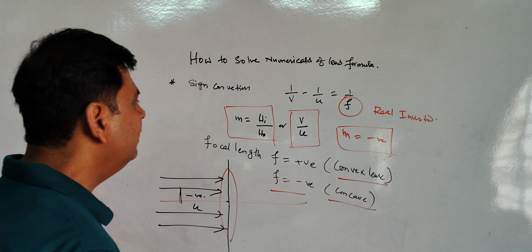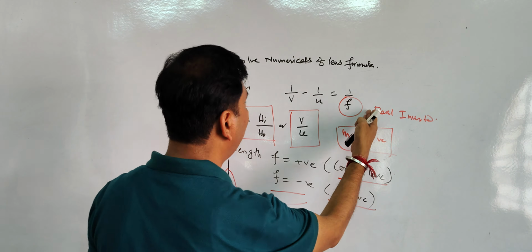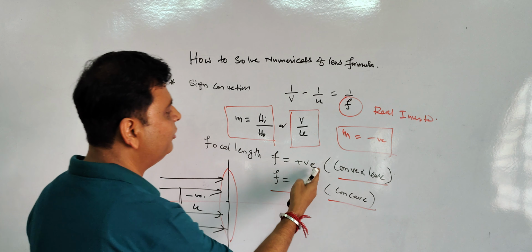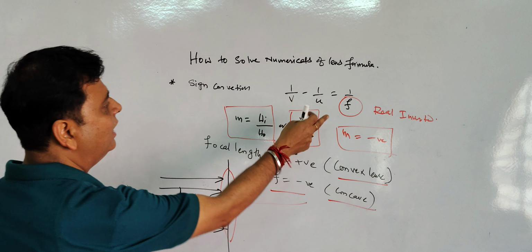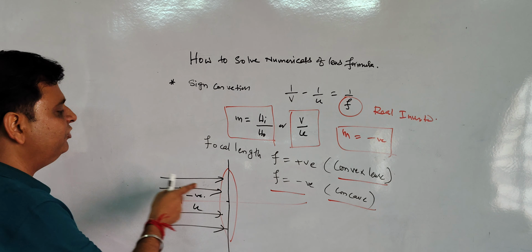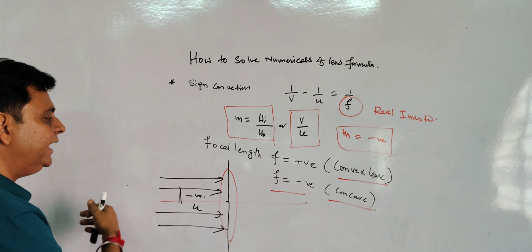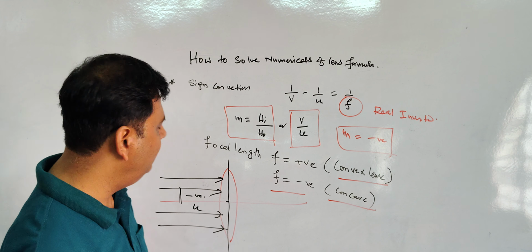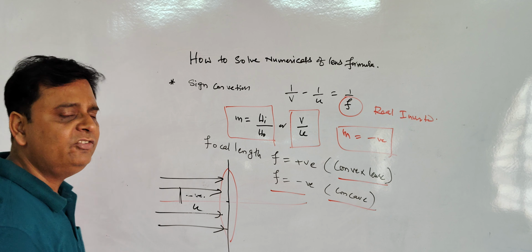Just as I said, there are only two formulas. One is 1 by v minus 1 by u equal to 1 by f, and the magnification formula. Just remember, f is positive for convex and f is negative for concave, and for all other sign conventions you consider the direction of the ray in which light is going, and if you take the directions opposite to it, all the elements will be taken as negative.